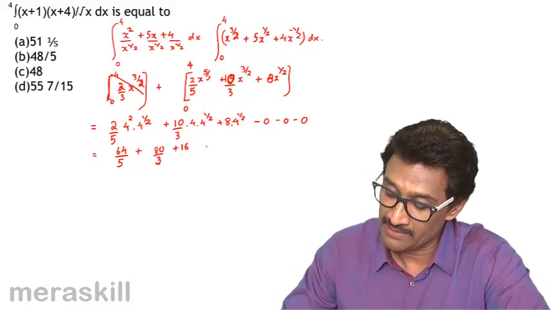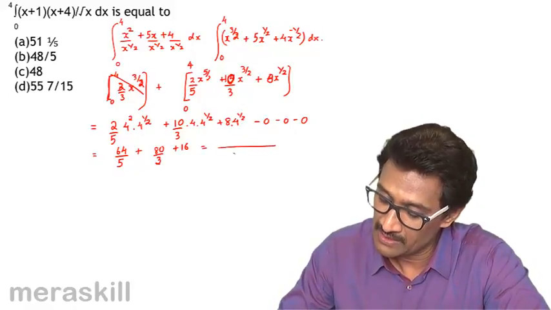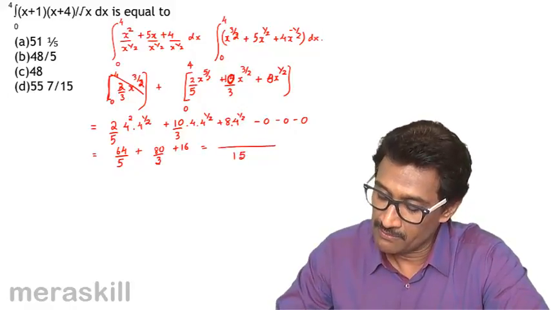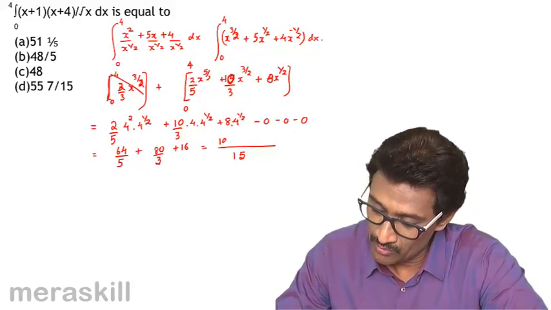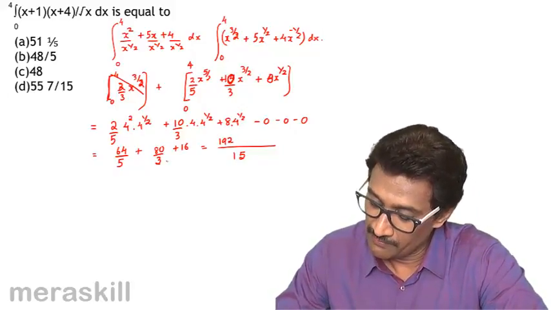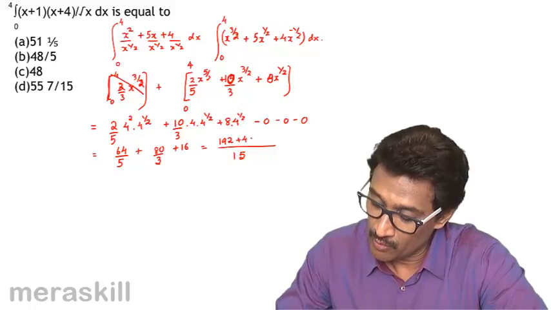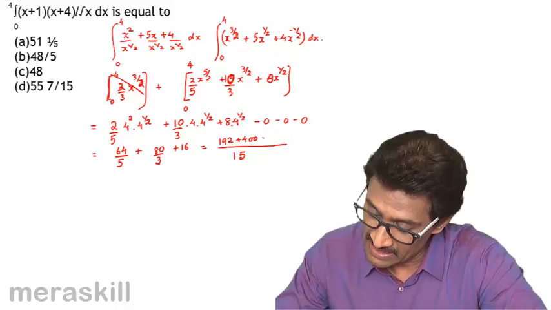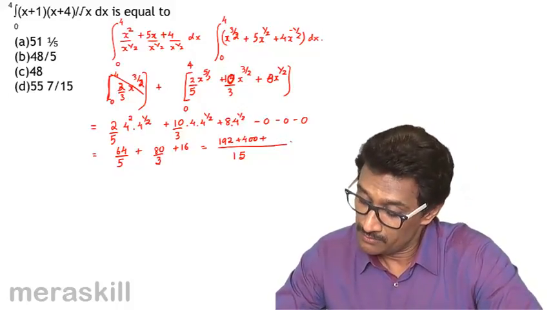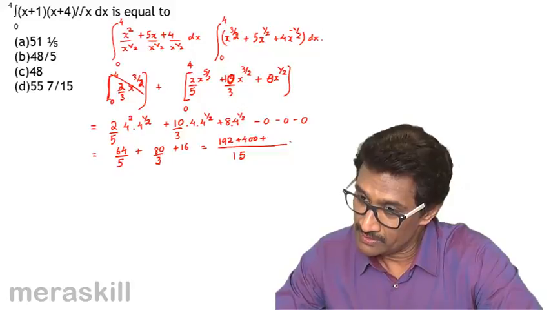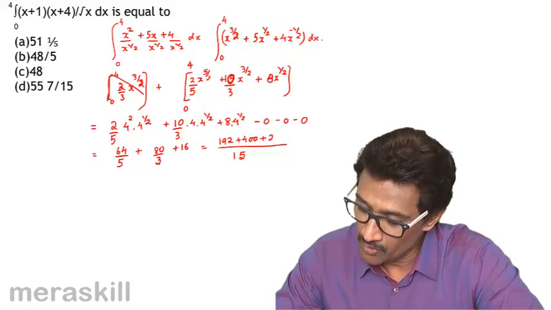We need to take the LCM, which is going to be 15. 15 by 5 is 3, 3 into 64 is 192. Then 5 into 80, that is 400. And 15 into 16 is going to be 240.